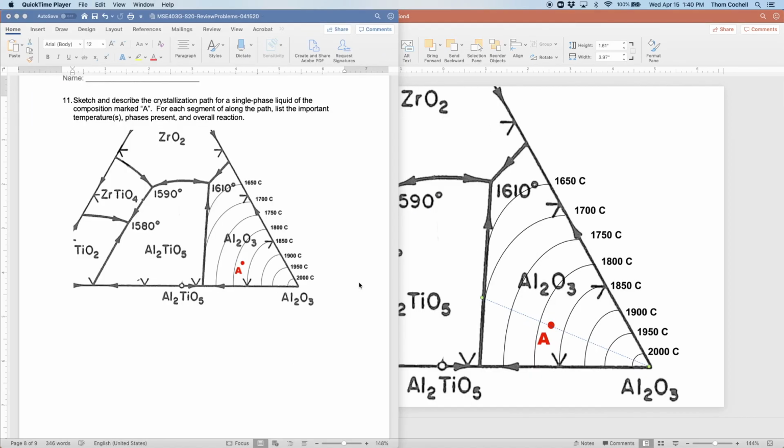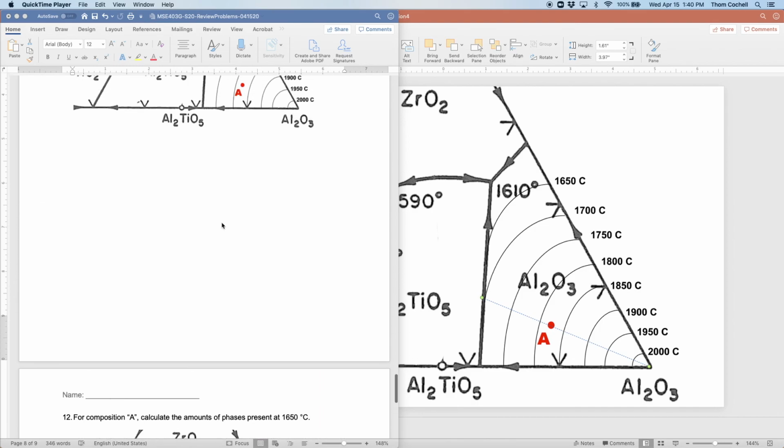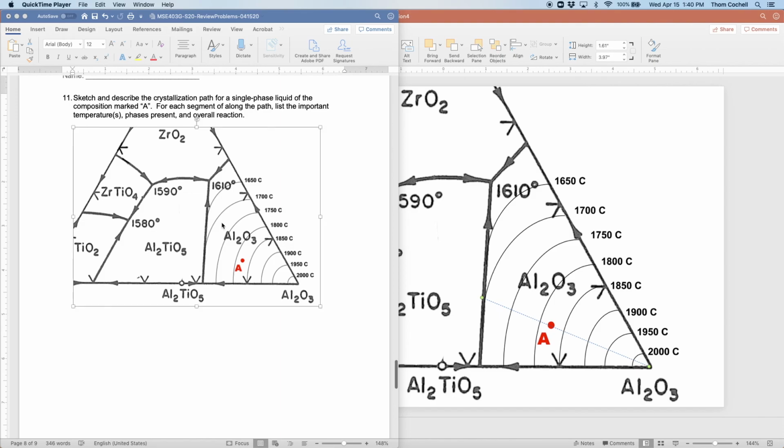All right. So the last 2 questions on this, 11 and 12, are somewhat related. And so the first one is asking us to sketch and describe the crystallization path. So that is the composition of the liquid starting at A. And so it's asking for each segment along the line to list the temperatures, phases present, and the overall reaction. So just kind of like you saw in the slides that we went through.